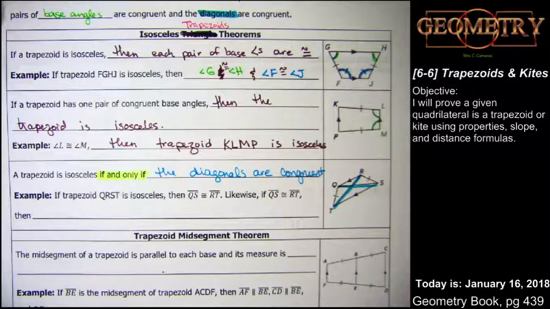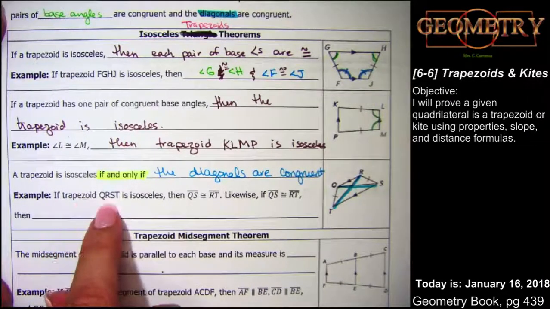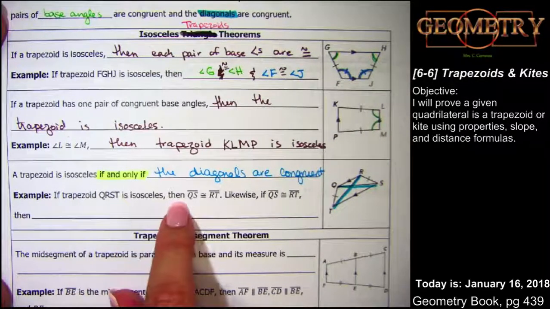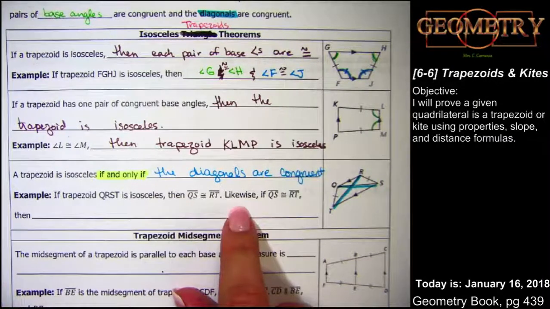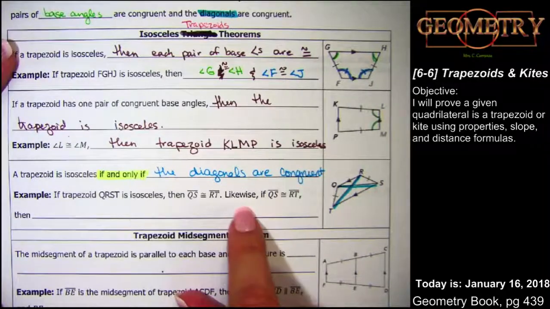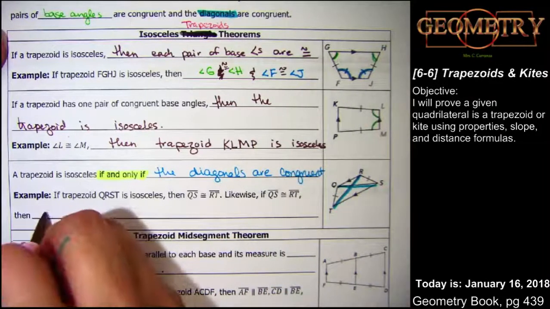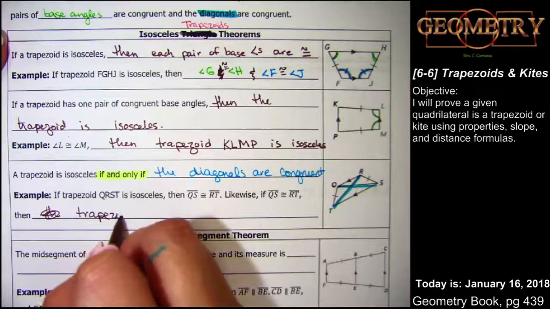Amazing. I know, right? This says that if we have a trapezoid QRST, and it's isosceles, then the diagonals are congruent. QS is congruent to RT. But likewise, if we were told we had this trapezoid and we knew that the diagonals were congruent, then we could say the trapezoid is isosceles.